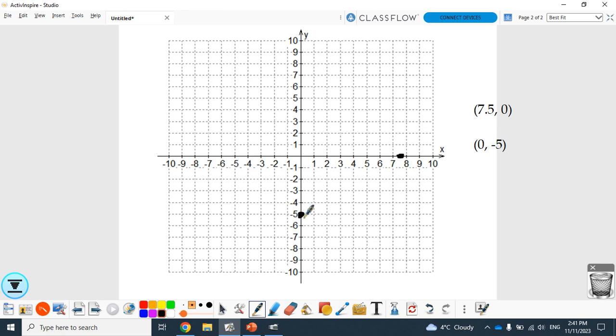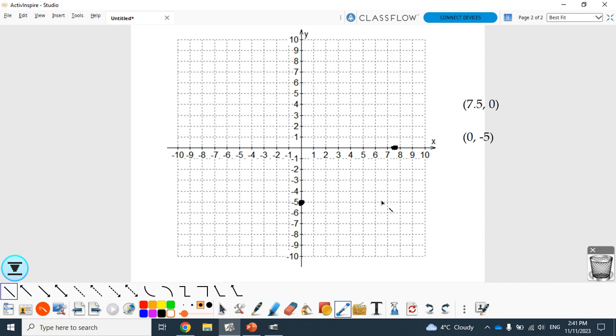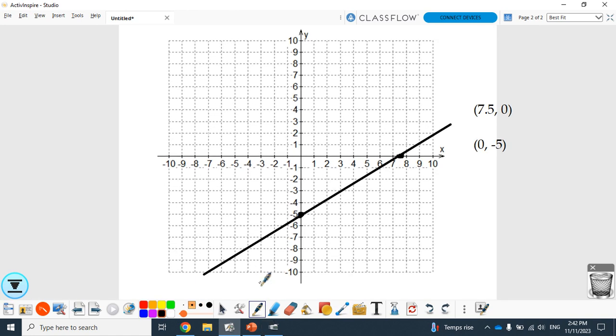Yeah. And then from here, what we're going to do is connect the dots. Do we need more points? Not really. Whoops, wrong color. We don't really need more points. If we had more, that'd be great, but we don't. So all we really need to graph a line is 2 points. So using some sort of ruler, try your best to graph this line just like that. And that's how we graph lines using intercepts.